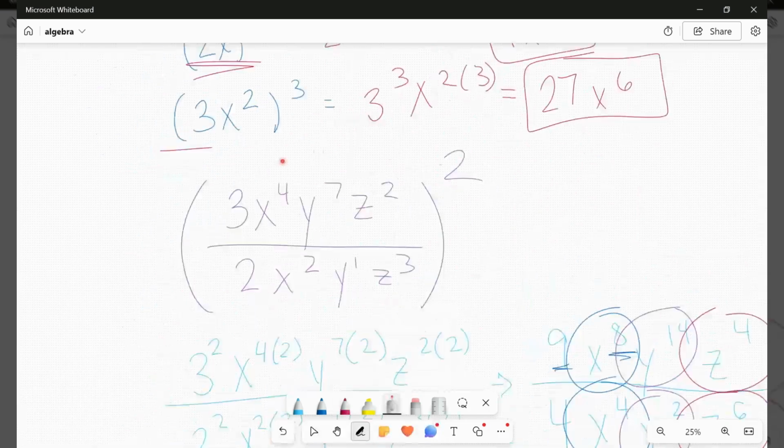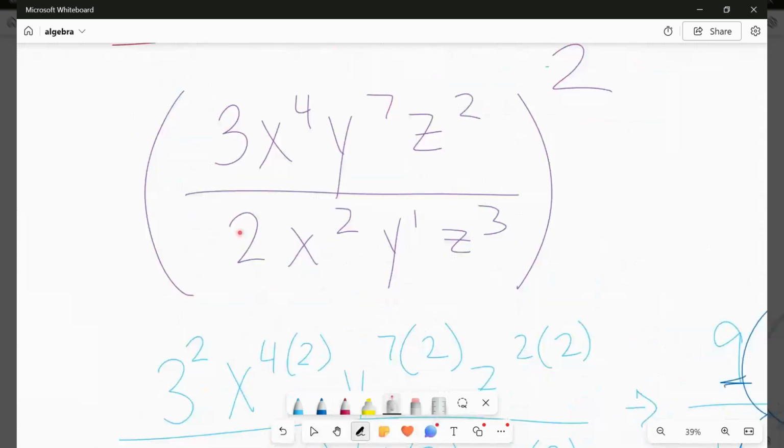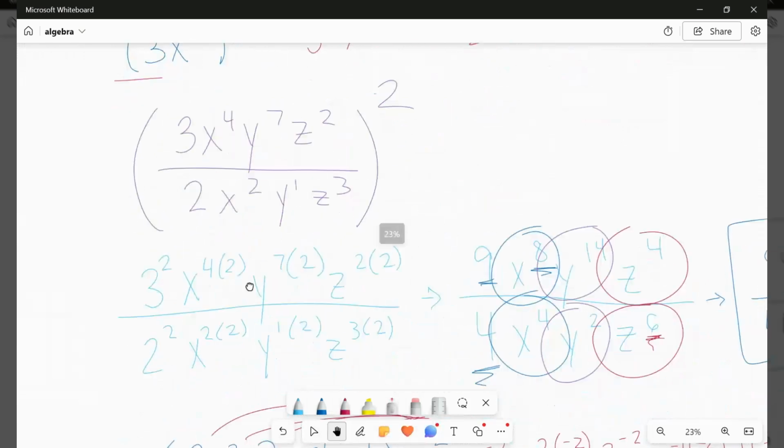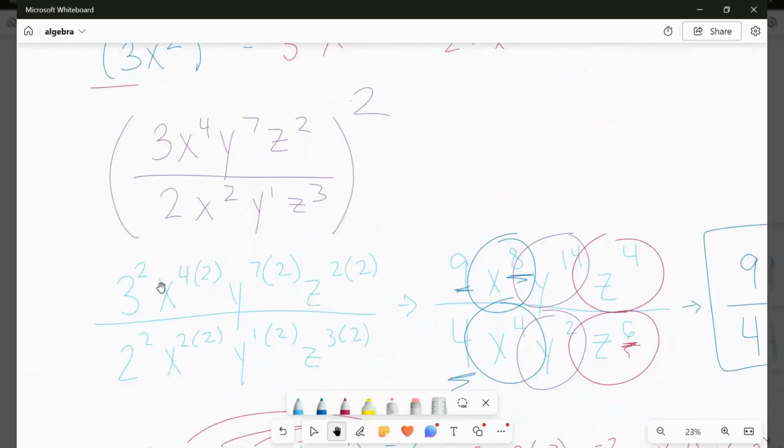Now we're going to get into an example here. I actually wrote this out already to hopefully help the organization a little bit. So let's look right here. I'll use my laser pointer. We have this whole big term all squared. So what happens when we have this 2? It has to be distributed to every single term. It has to be distributed to the 3, to the x, to the y, and to the z, and then also to the 2, to the x, to the y, and to the z on the bottom. So this gets distributed to literally every term.